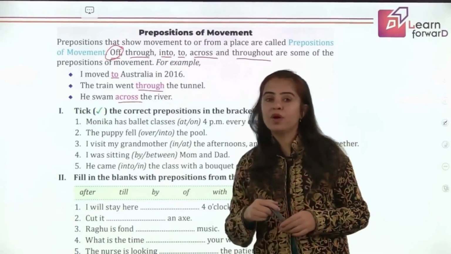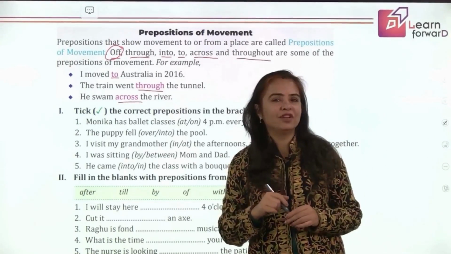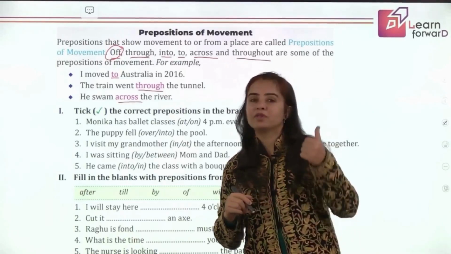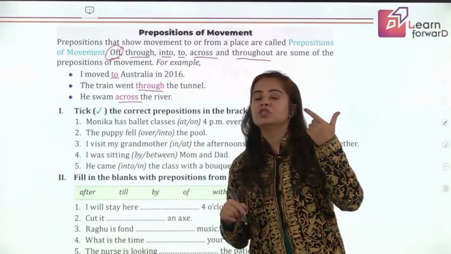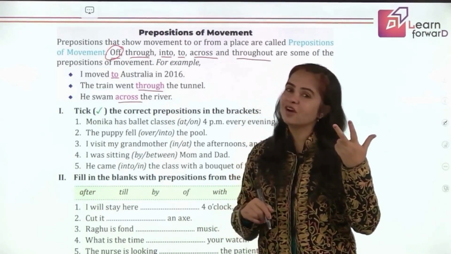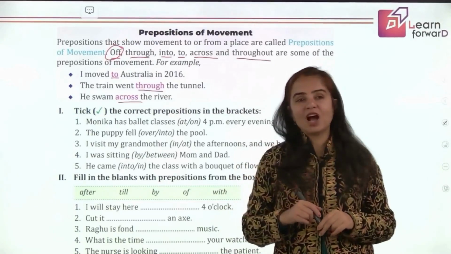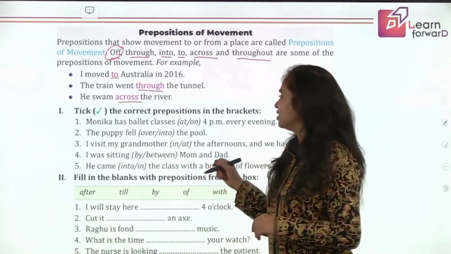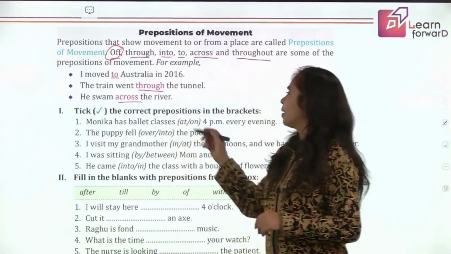So I hope you have understood. Was the topic interesting for you? We have learnt about prepositions of time, prepositions of place, and prepositions of movement. So let's see how much you have understood with the help of this exercise. Tick the correct preposition in the brackets.